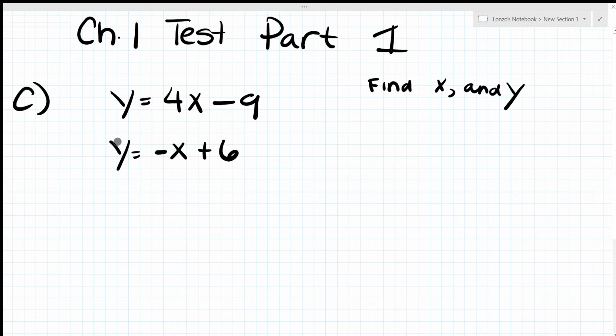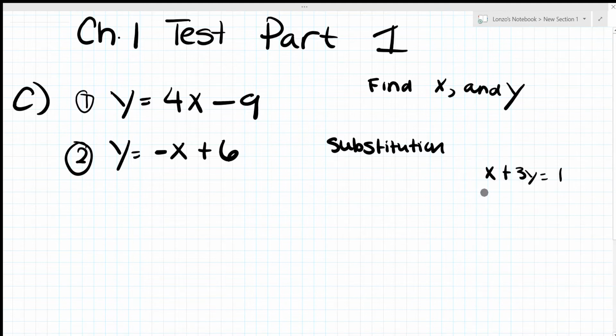This is a system of equations, right? We have 2 equations. We could call this equation 1, and we could call this equation 2. When you see it like this, I'm going to use substitution, not elimination, right? Elimination is what I would use if it's like x plus 3y equals 1 and then 2x plus y equals negative 5. That's when you would do elimination. But since the y is equal to a number, we're just going to use substitution.